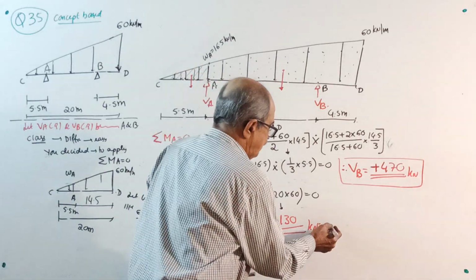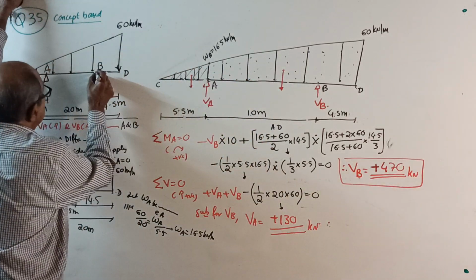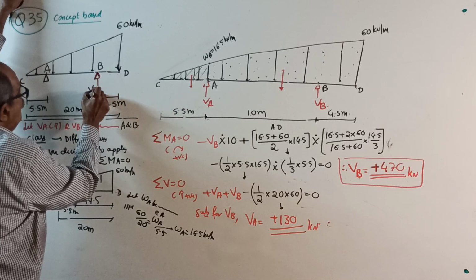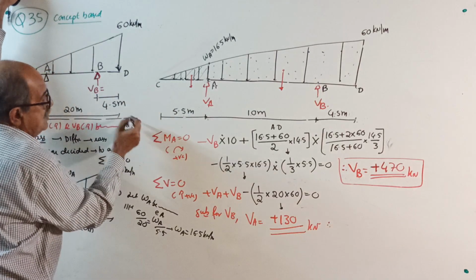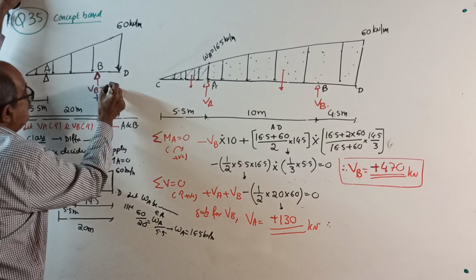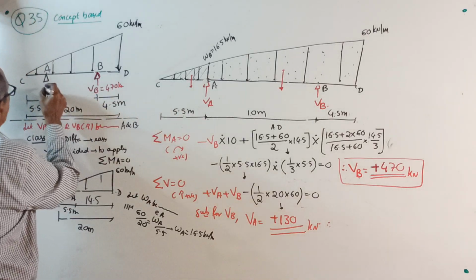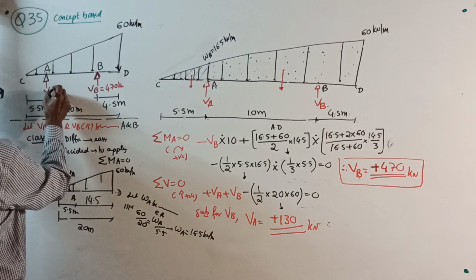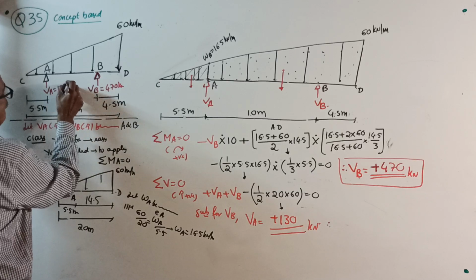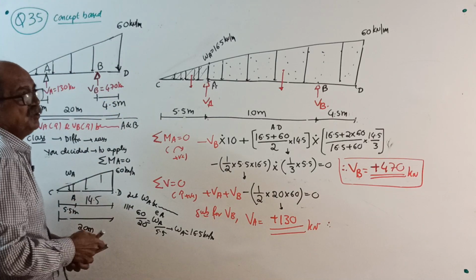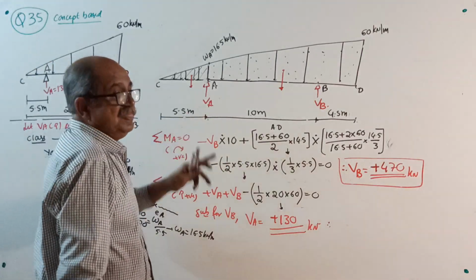Then write, therefore, reactions at support will be, see here, VB equal to, how much you got? 470 kilonewton upward, positive. Negative means down, you have to write. And VA equal to 130 kilonewton. Solution is over. Okay.